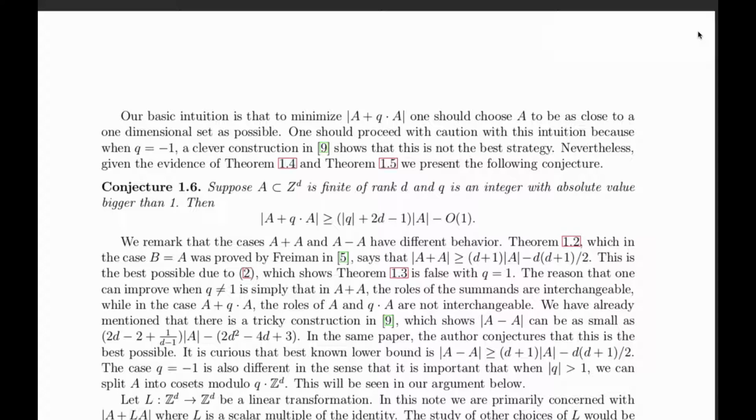Now, the intuition for this is we think the minimizing example should basically be points in a line union with as few points as you can to make it a d-dimensional set. So basically it's a d-dimensional simplex together with a bunch of points on a line. So the only progress towards this conjecture was what we made in this paper, where we basically replaced the 2d with a d, which is not as good.